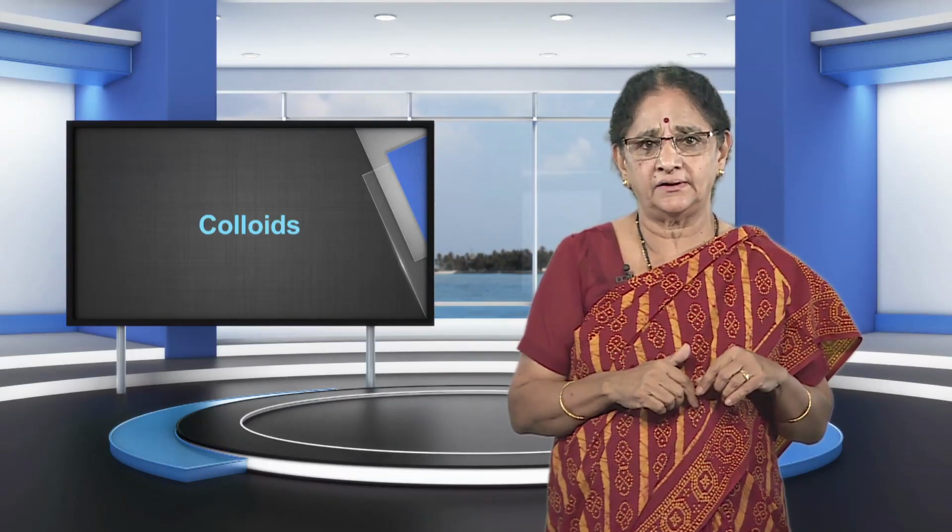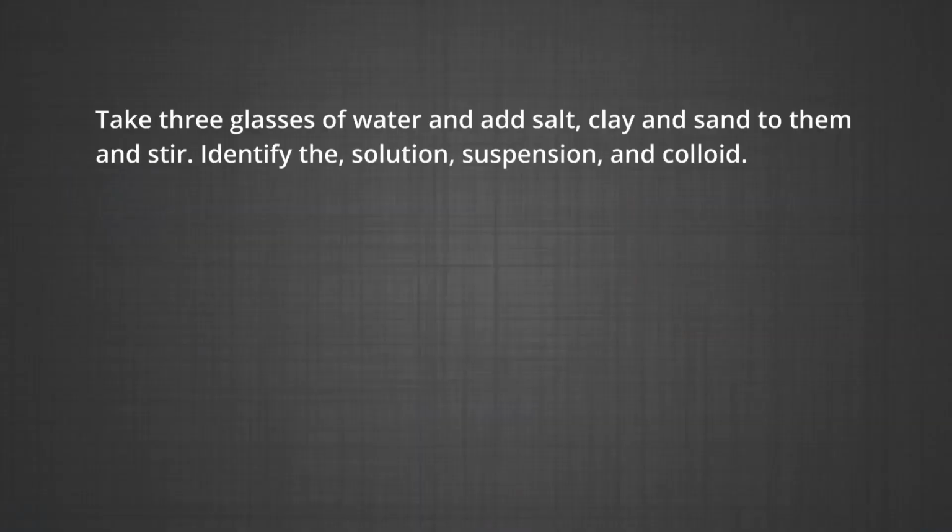We can begin with an activity to identify colloids. This you can easily do at home also. Take 3 glasses of water and add salt, clay and sand to them and stir. Identify the solution, suspension and colloid. We have learnt in earlier modules that solutions are homogeneous systems. We also know that sand in water when stirred gives a suspension which slowly settles down with time.